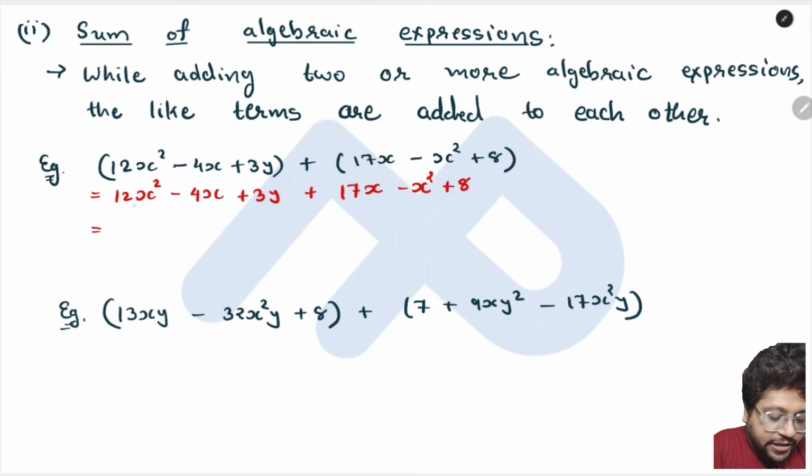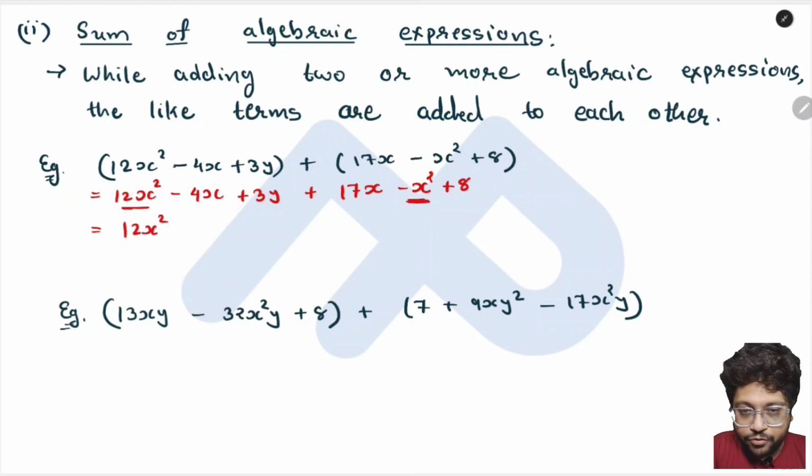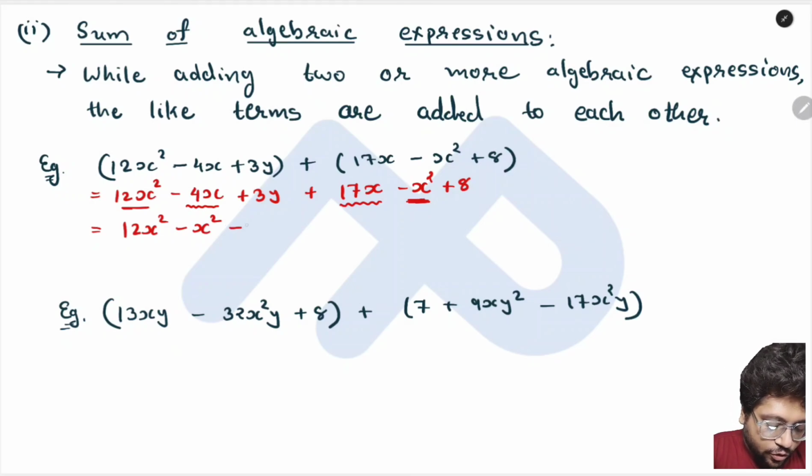So you see 12x square and minus x square, they are like terms of each other. So let's bring them together with their signs. So this 12x square is positive, I'll write it as it is, but this x square, which is also a like term of 12x square, is negative, so I'll write minus x square. Now similarly, if you see this minus 4x and positive 17x, they are also like terms, so I'll write them together, minus 4x plus 17x.